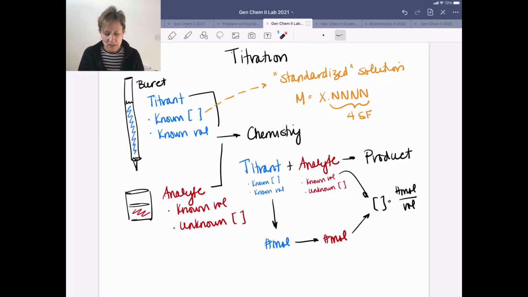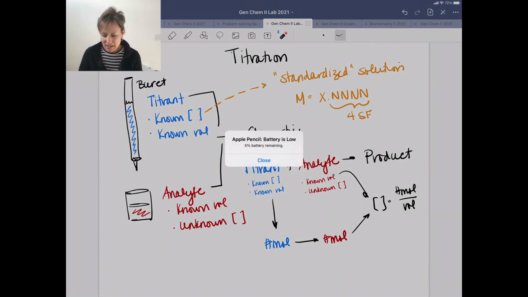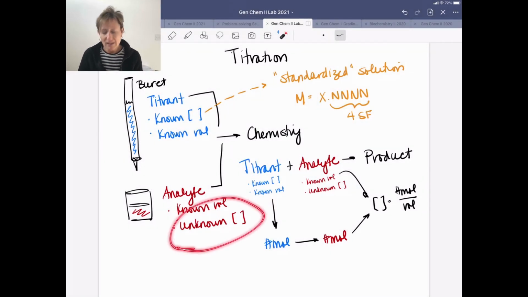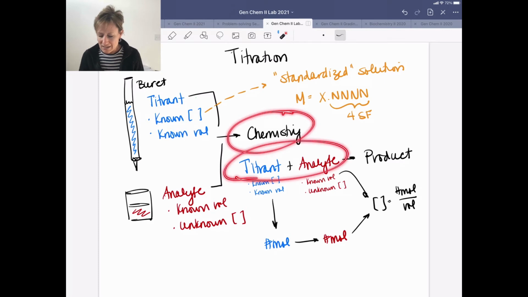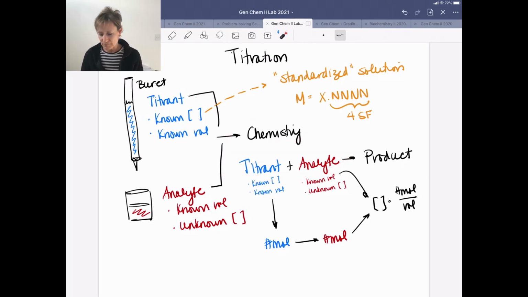So all of these pieces, we know 3 pieces here with a high degree of accuracy, is going to allow us to have a fairly high degree of accuracy that we will be able to determine our unknown concentration. So that's in general how a titration works. What's going to be different in these different labs that we do that involve titrations are the chemistry happening between the analyte and the titrant.